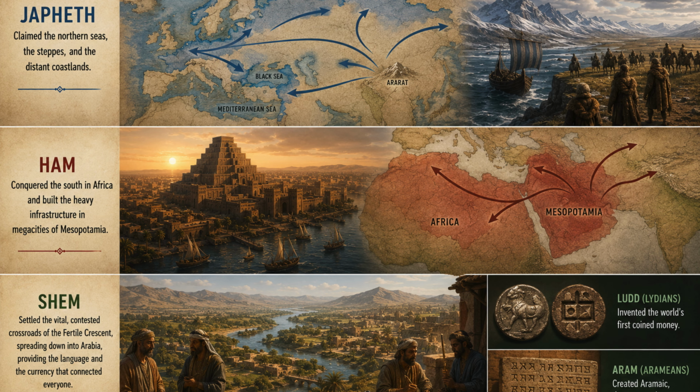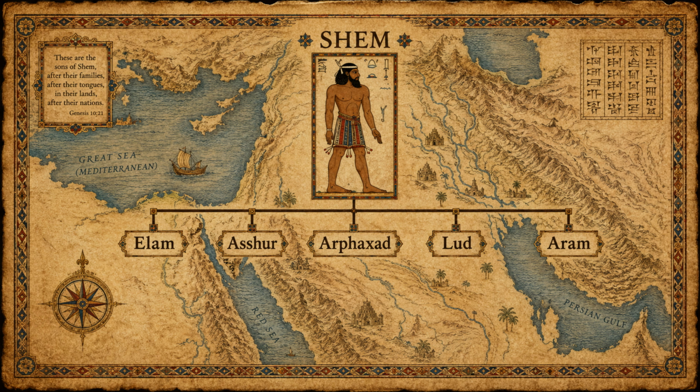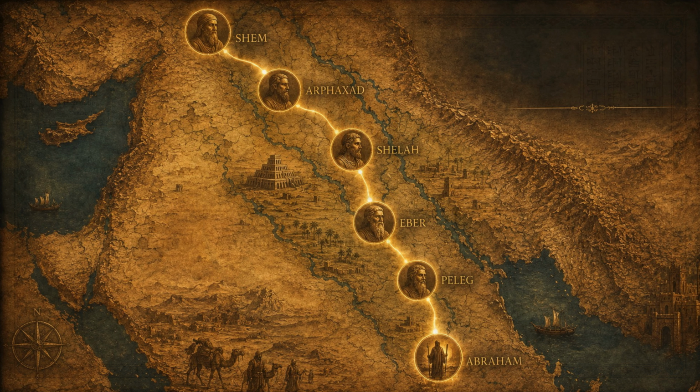So between the Lydian coins removing the friction of weighing silver and Aramaic removing the friction of translation, Shem's descendants were the ultimate facilitators of the ancient world's economy. That's so cool. But this map, this text, has a very specific underlying focus. Of all the descendants of Shem, the biblical record traces one specific lineage with the most meticulous, laser-focused detail. And that is the line stemming from Arphaxad. Which makes perfect sense because this is where the authors of the text are tracing their own specific origins, right? They were dropping a pin on the map and essentially saying, you are here.